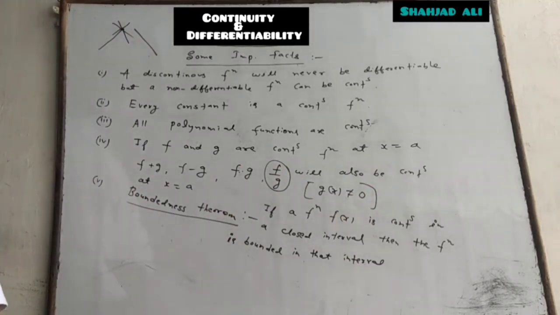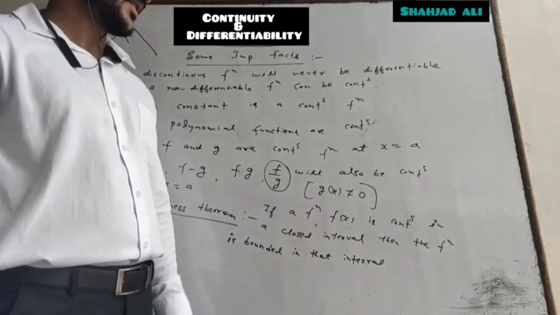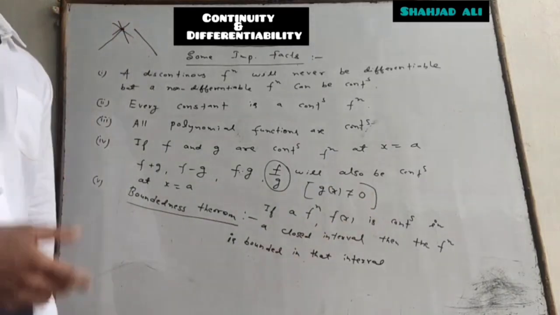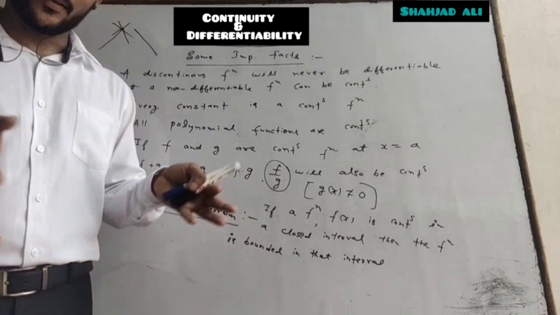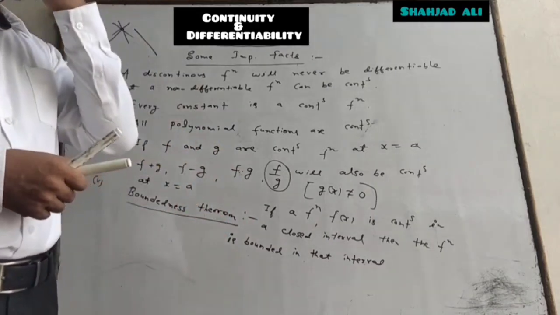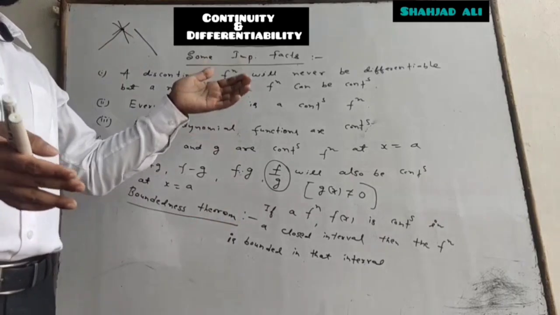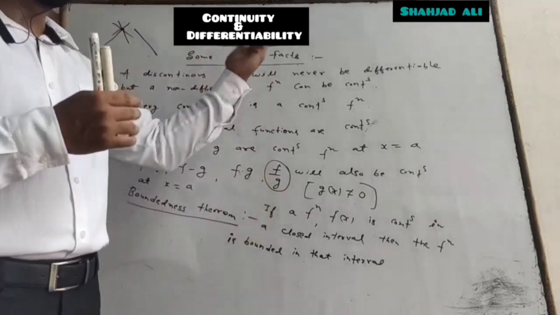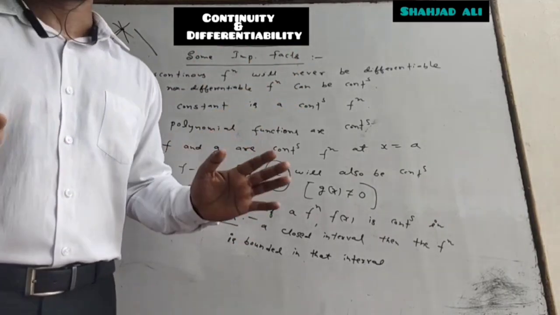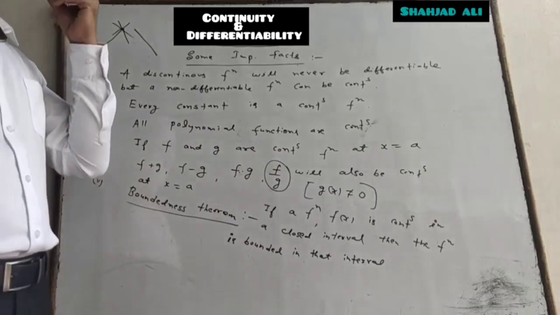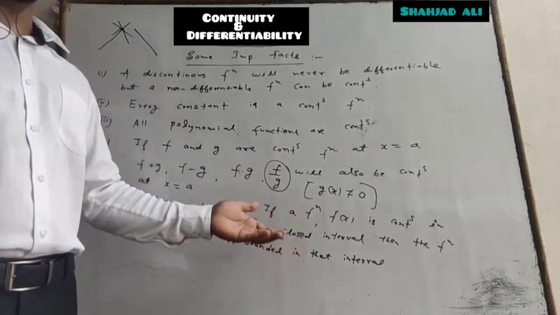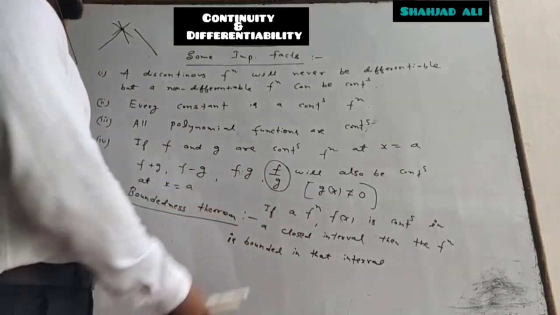The boundedness theorem says that if a function f(x) is continuous in a closed interval, then it will be bounded in that interval. It means if a function is continuous in a given closed interval, then within that interval we will not go to any unbounded point. Reversing that, we can say for a function to be continuous, there must be a closed interval and a fixed point. So these are some important facts.